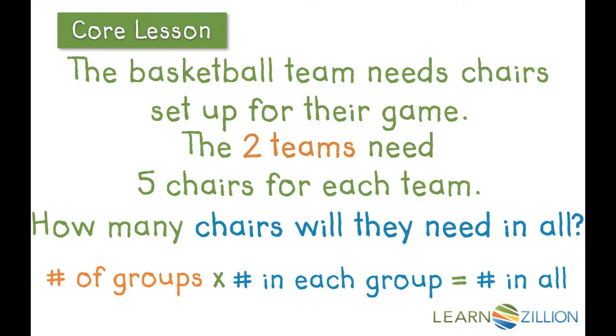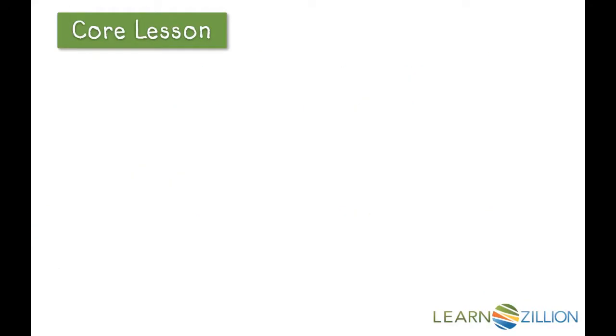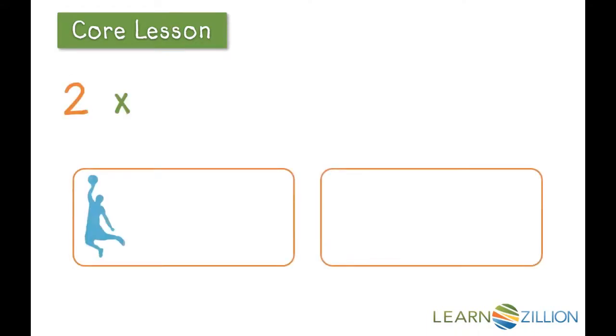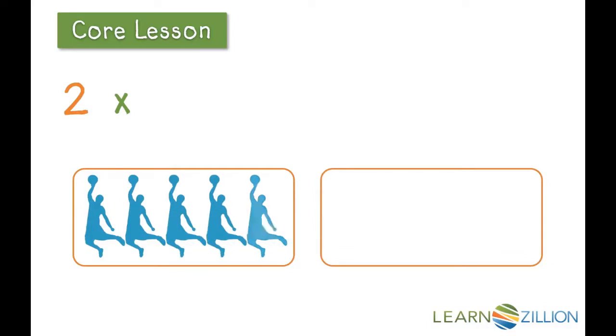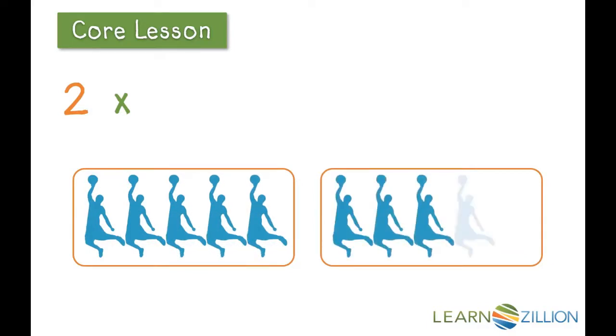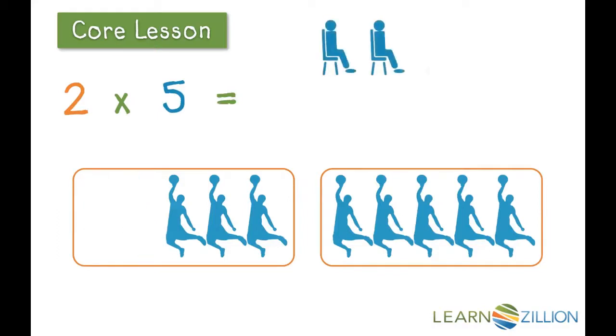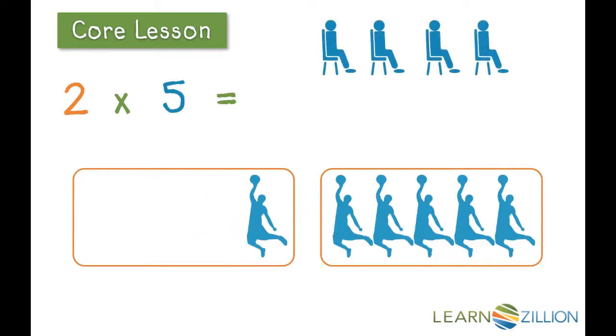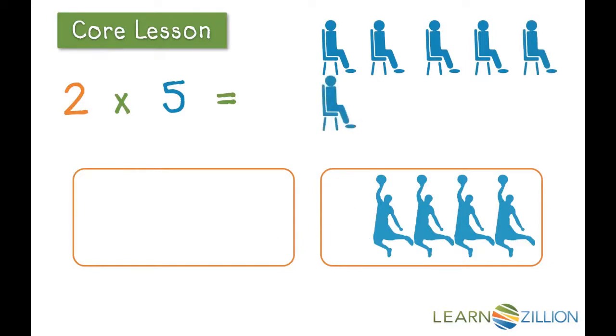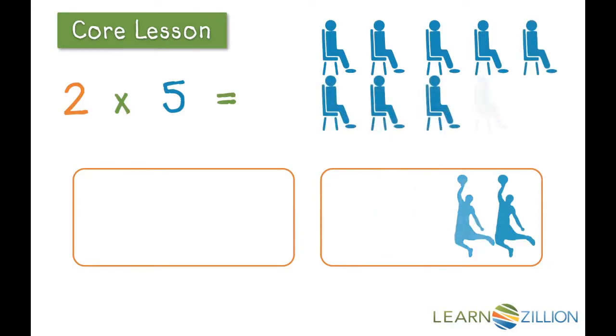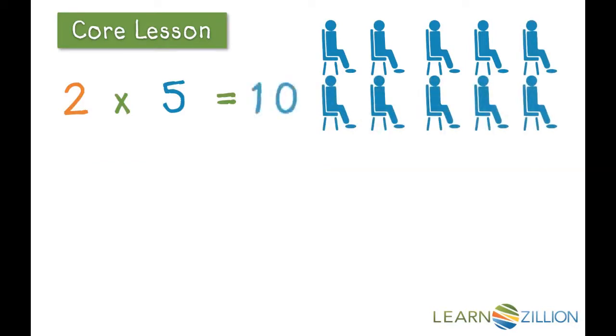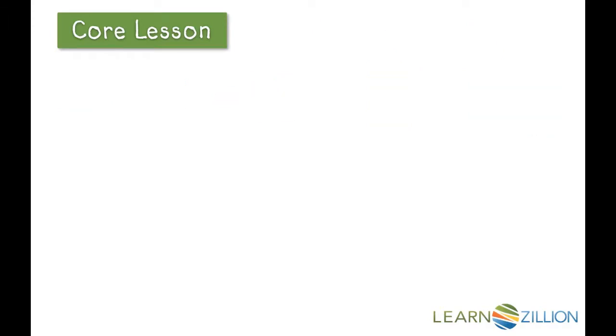But this time, there are 2 teams that need 5 chairs for each team. So this time I have 2 groups and 5 players in each one of the groups. And I know that each one of my players is going to need their own chair. So the first team needs 5 chairs, and the second team needs 5 chairs, which gives us a total of 10 chairs in all.